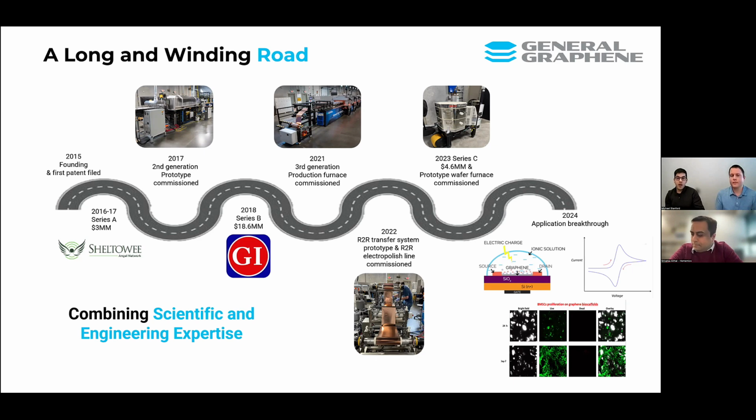following which in 2016 and 17 we had our first big round of funding in the Series A round, and our second generation prototype being commissioned. Since then, we had a Series B. We're able to commission our current flagship production system, with the third generation production system, or GG30, being commissioned in 2021. And since then, we've had a Series C, and our focus has really been on alternative reactors and downstream processes such as roll-to-roll transfer.